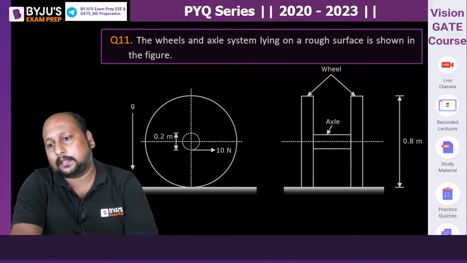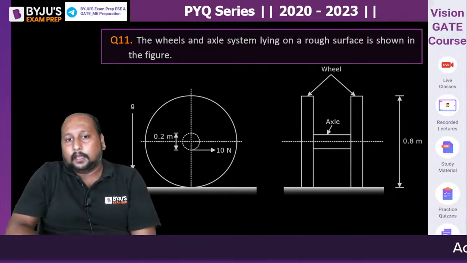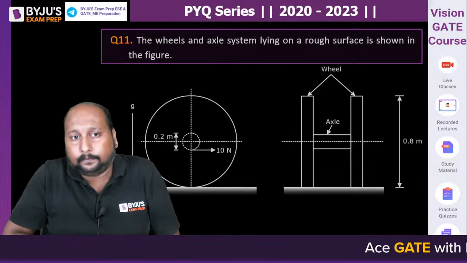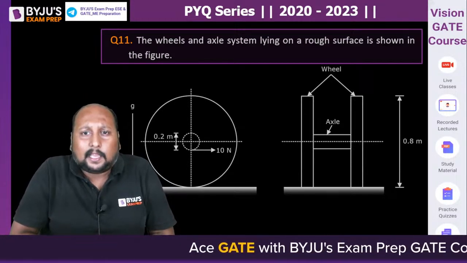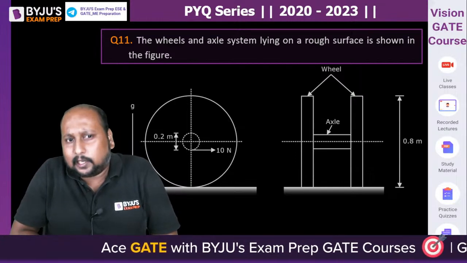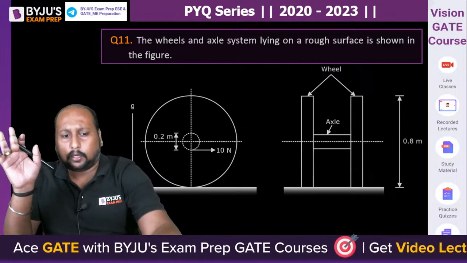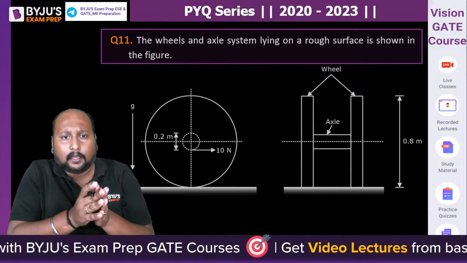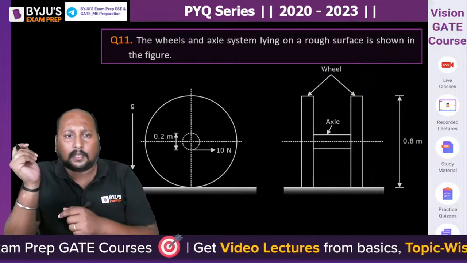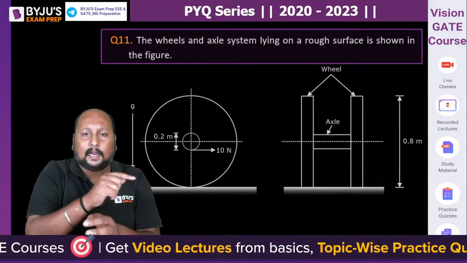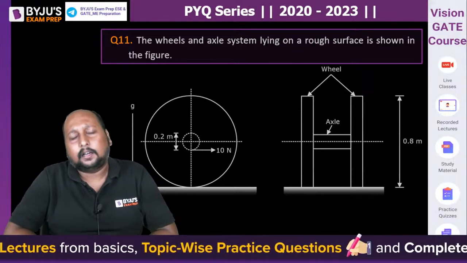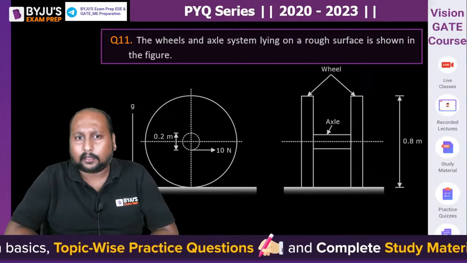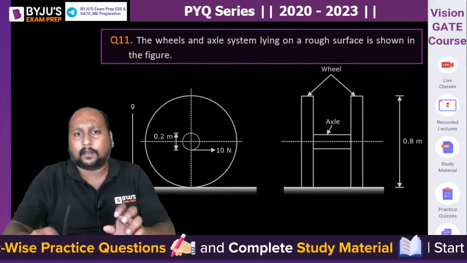Chaliye, next question. Let us try to understand this. Question is very interesting. This is the kinetics of rigid body. Wheels of axle system lying on a horizontal surface is shown in the figure. So we are having an axle, right? This is the side view that you are seeing, and that is a front view. There are two wheels, just like we are having in your train. Train mein yahi hota hai, a rigid rod and two wheels we are using.